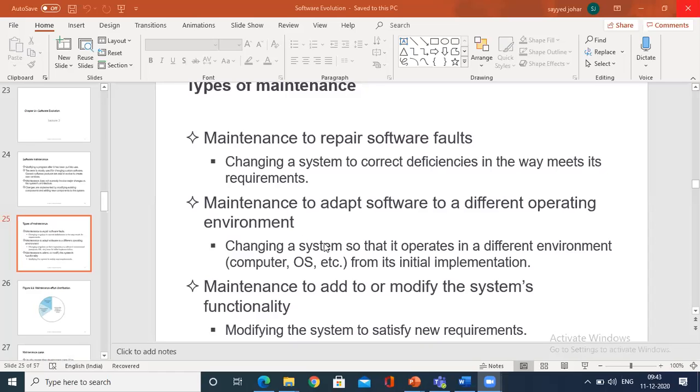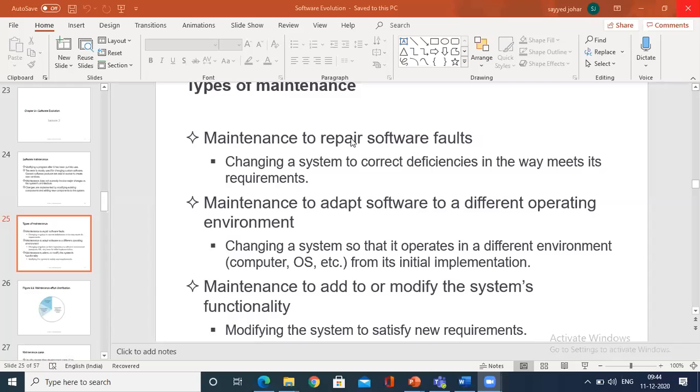What are the different types of maintenance? The first is fault repair. See, overall, try to understand maintenance. It doesn't mean that it is simply maintaining. How do you maintain? To see that errors should not happen. If at all errors are there, you should be able to eliminate them. And what sort of errors will you come across? Environmental changes. Suddenly the hardware will change. You have the same software, but the hardware changes. So how do you adapt to the current hardware system? That is environmental adaptation.